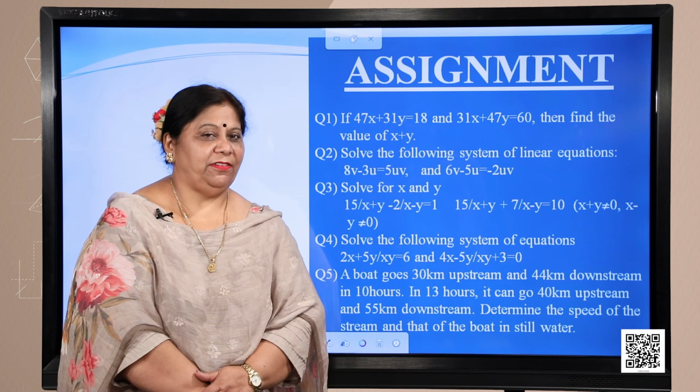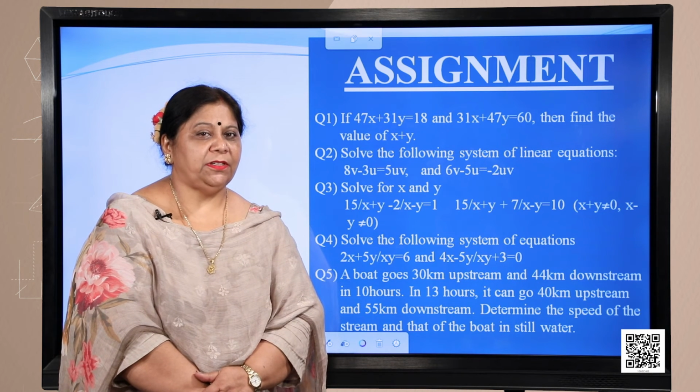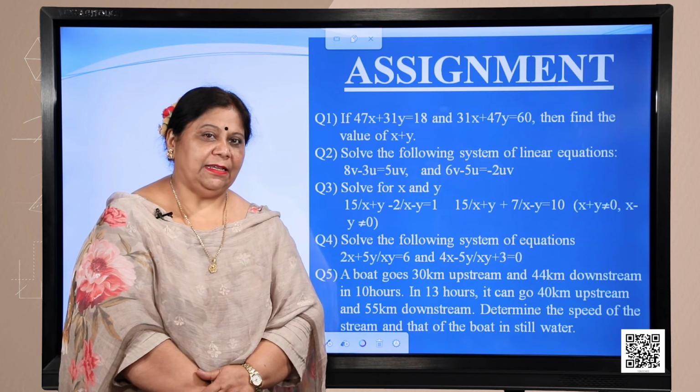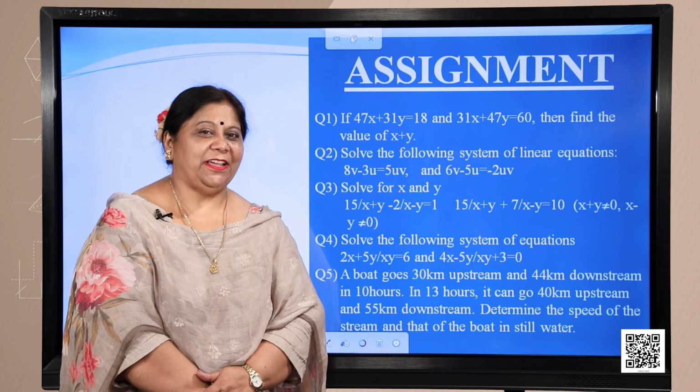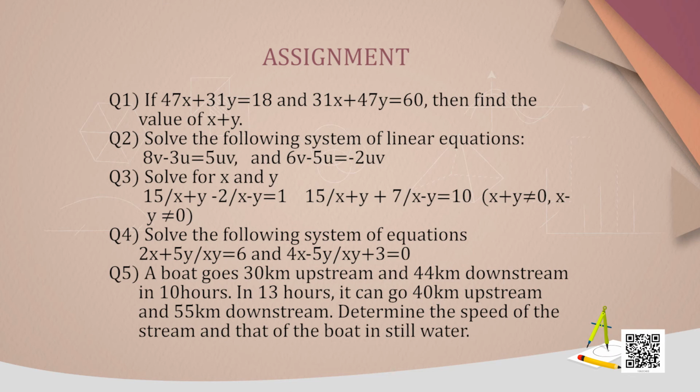So, students, we have learned how to solve word problems using algebraic methods. Now, here it is time to take assignment. Question number 1, if 47x plus 31y is equal to 18 and 31x plus 47y is equal to 60, then find the value of x plus y. Question is very interesting, try to solve it. The hint I can give you here is these two equations can be added once and subtracted next time, so that they will give you simplified linear equations.